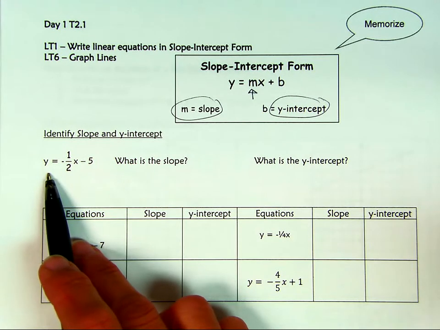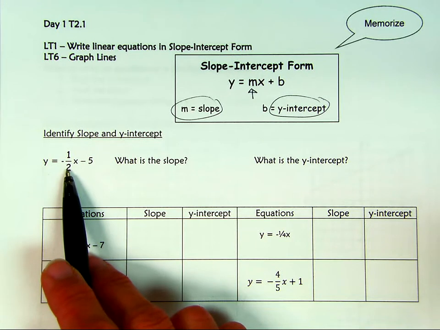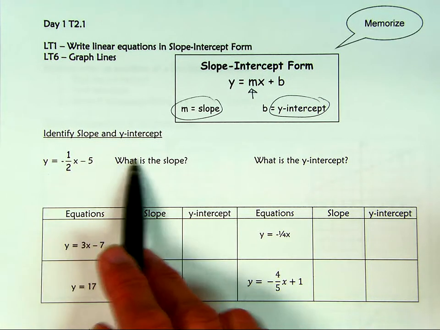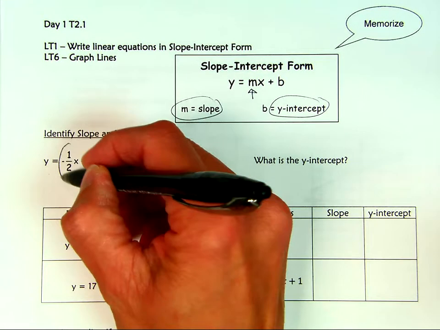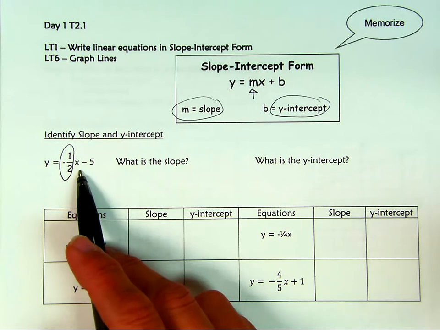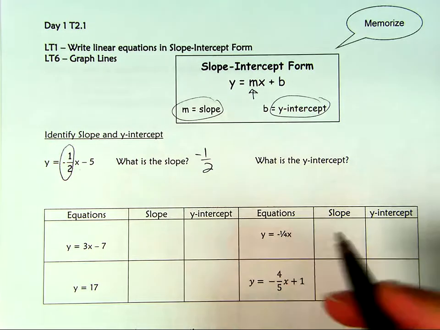So right here, in our first example, y is alone. So we look in front of the x, that's called the coefficient of the linear term. This is the coefficient, and it says what is the slope? It's the number in front of x. Notice there's a separate x and m in the formula. X is not the slope. It is not part of the slope. X just tells us where to find the slope. So our slope is -1/2.